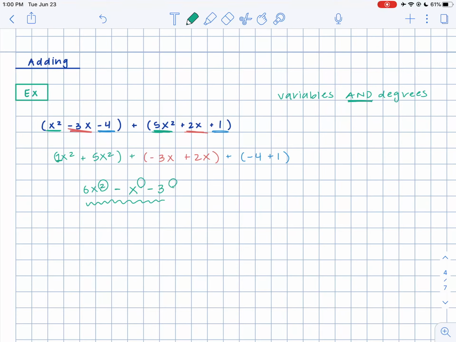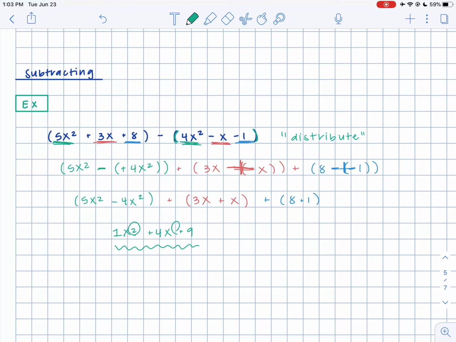This would just give us 1x squared. Remember, variable and degree don't change. 3x plus x is 4x, and 8 plus 1 is 9. So this is our final answer, a polynomial in descending order. We go from 2 to 1 to 0.